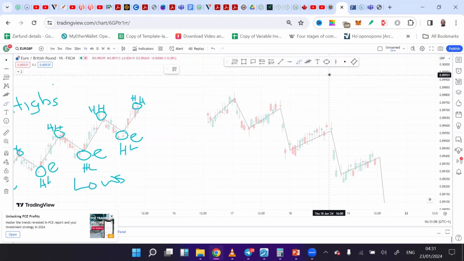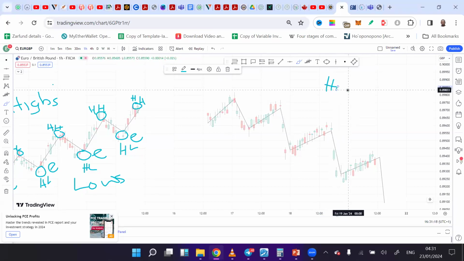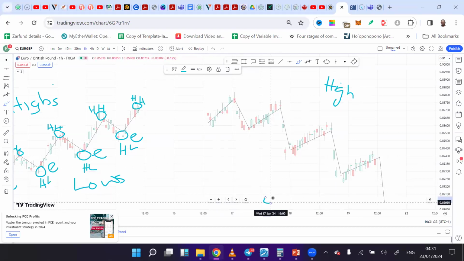The tops here are called the highs. Sorry about this. It's not very clear. So the tops here are called the highs. Then the bottoms here are called the lows.